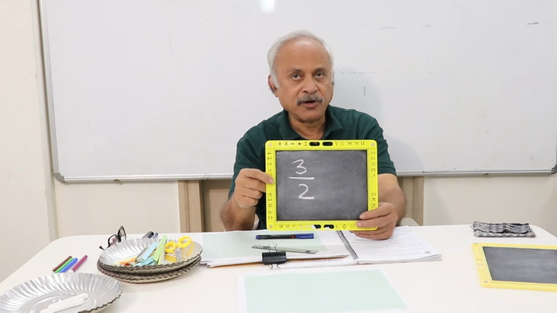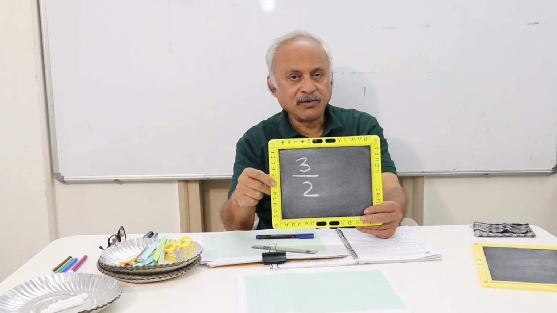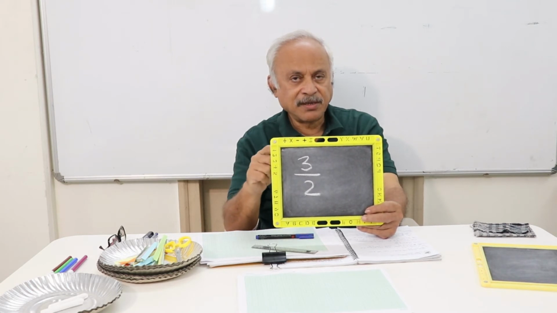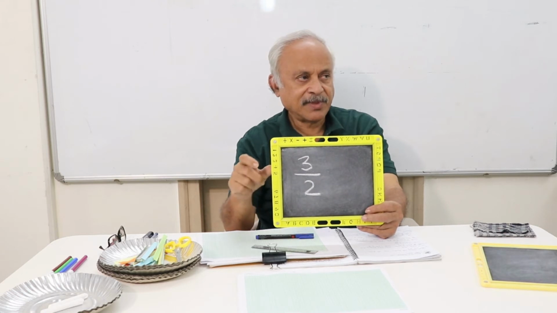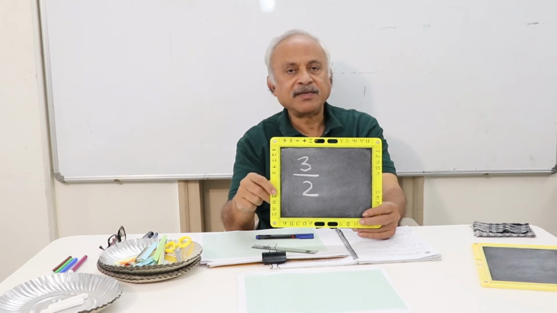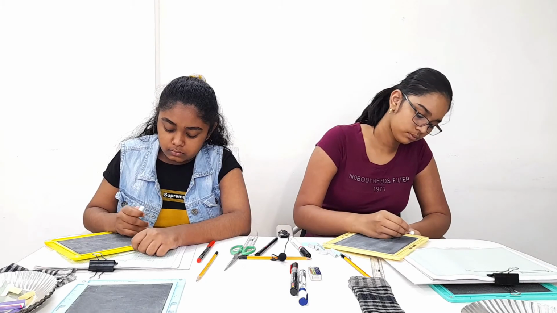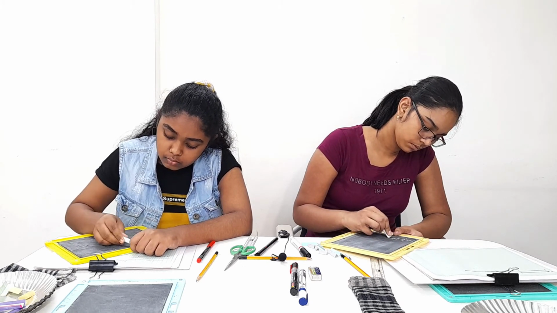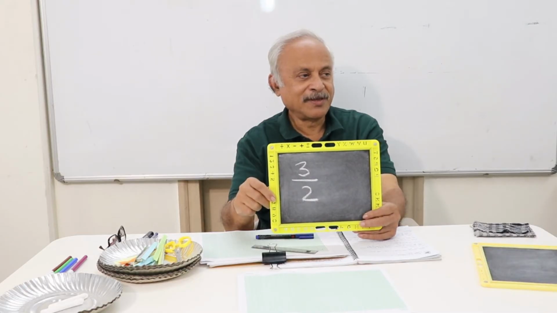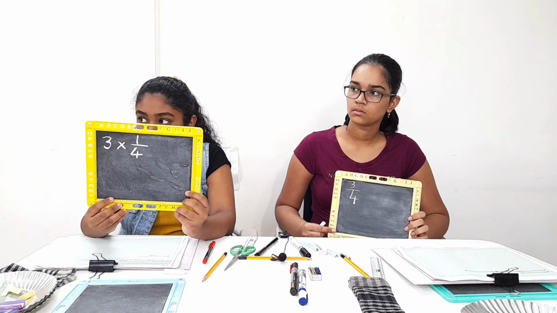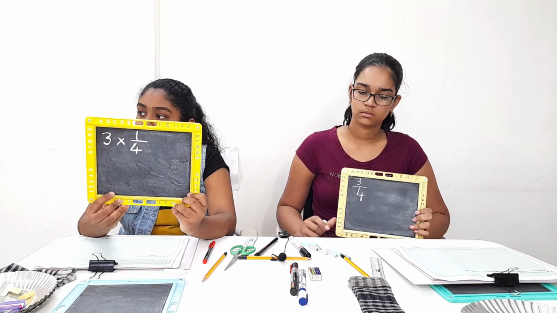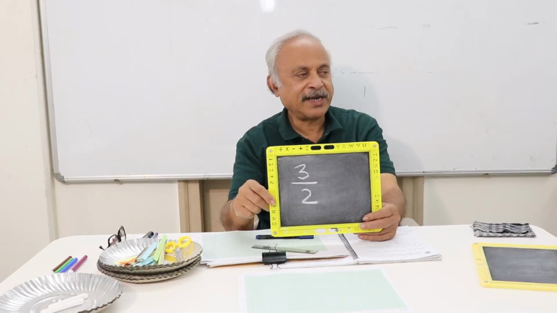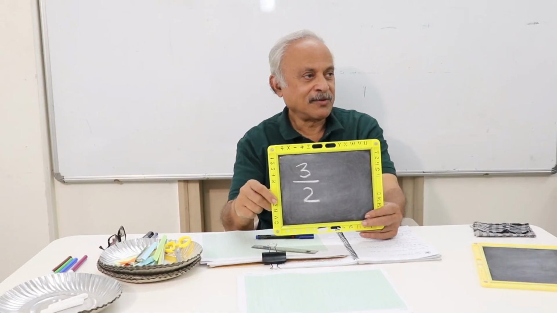You have to write the numeral which is what I am saying. So what I am saying is 3 pieces of 1 by 4. Okay. So Nandita has written 3 by 4. Has written 3 into 1 by 4. Which is correct? Both of them are. Both are correct. Right?